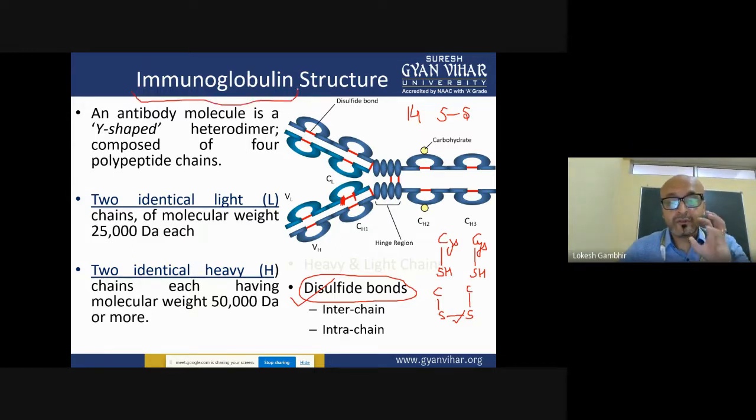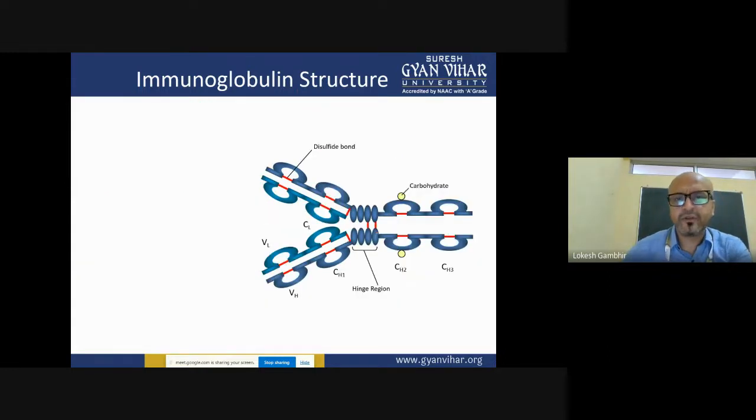Glycoproteins. So the proteins are conjugated with a carbohydrate. That's why we are calling it a glycoprotein. And the carbohydrate attaches always to the heavy chain. Always to the heavy chain. Fine. That is the reason why we call it a glycoprotein. So this is the structure that we are talking about.